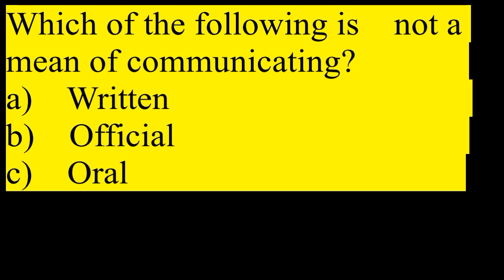All those who think A is the answer, raise your hand. Okay. All who think B is the answer, indicate. Okay. And C, all who think C is the answer, indicate. That's very good of you. Most of you got the answer correct. The answer is B, official. Official is not a means of communicating. It's a classification of communication. Let's go to the second question.